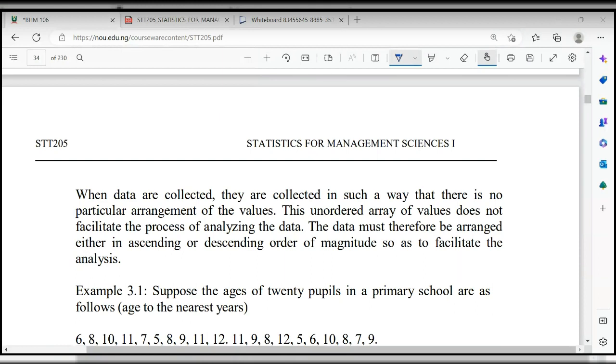Because in getting the information, you may know, but in most cases you may not even know the peculiarities of the source of information. And then the information that is being collected may actually be a misfit for the purpose of the people or event it is being collected for. That is why we always have this unordered array. Now, this unordered array of values does not facilitate the process of analyzing.